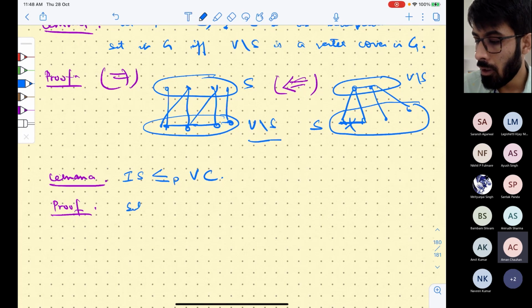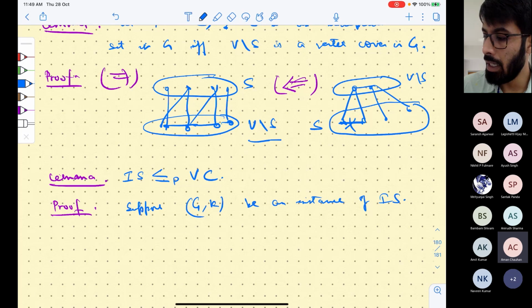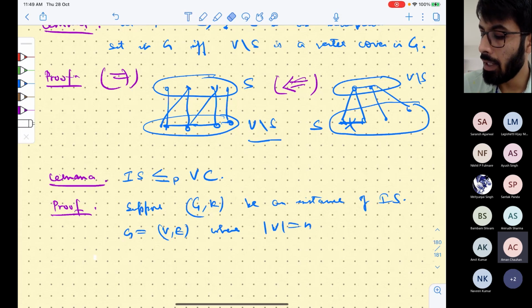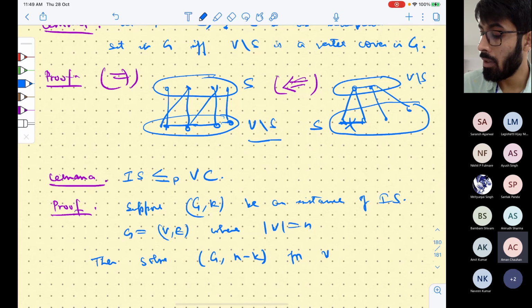So suppose G comma K is an instance of independent set. So what are we going to do? Let's say that G is equal to V comma E, where mod V is equal to N. Then solve G comma N minus K for vertex cover, and it will give the same answer.